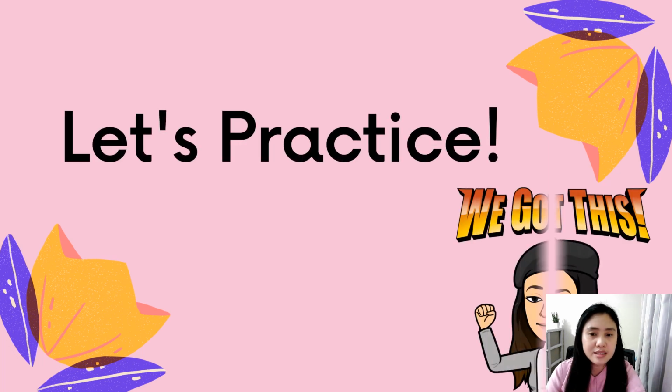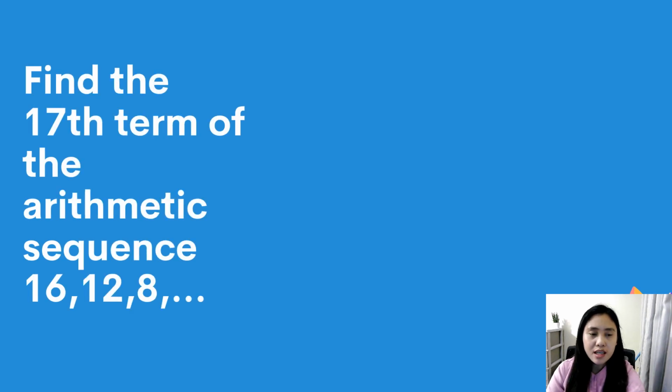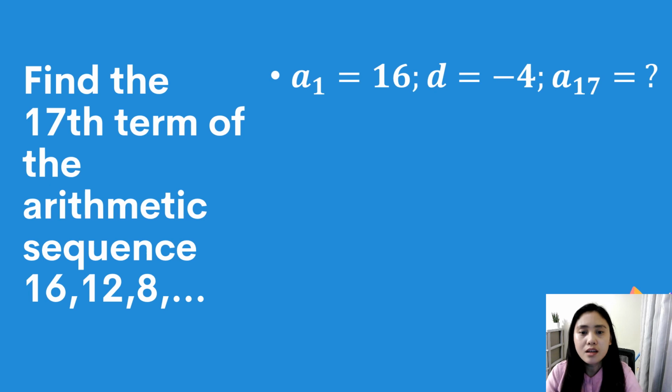Let's practice. Find the 17th term of the arithmetic sequence 16, 12, 8, and so on. So what we have is the first term, which is 16. And the common difference is negative 4 because 8 minus 12 is negative 4. And 12 minus 16 is also negative 4. So the common difference is negative 4.